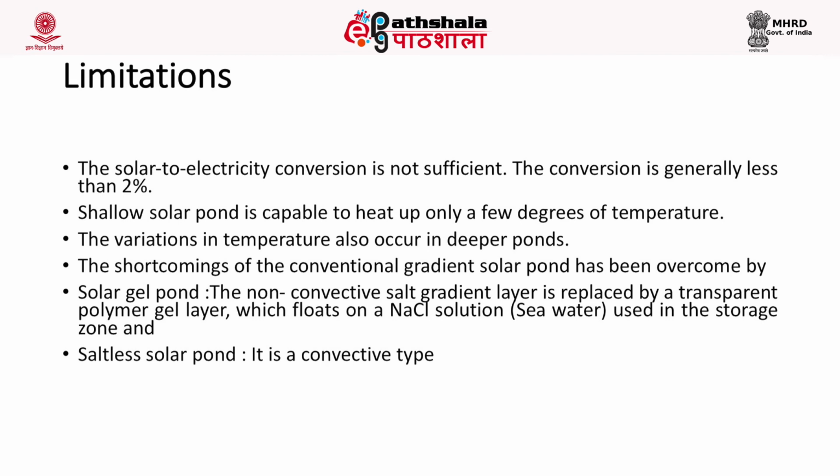The shortcomings of the conventional gradient solar pond have been overcome by the solar gel pond. In this pond, the non-convective salt gradient layer is replaced by a transparent polymer gel layer that floats on a NaCl solution, that is seawater, which is used in the storage zone. And a saltless solar pond is a convective type. These two types of ponds, solar gel pond and saltless solar pond, can overcome most of the shortcomings of the conventional salt gradient solar ponds.